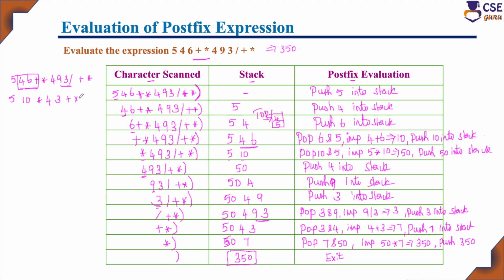Okay. Next is, this is 5, 10, multiplication. So you will get 50. Here 4, 3, plus, it is 7 and the multiplication operator. Now if you are implementing, you will get the result 350. So this is the simple way to evaluate the postfix expression manually. In a computer, the evaluation will carry out all these steps. Okay. So this is the easy method to solve and to get the result.